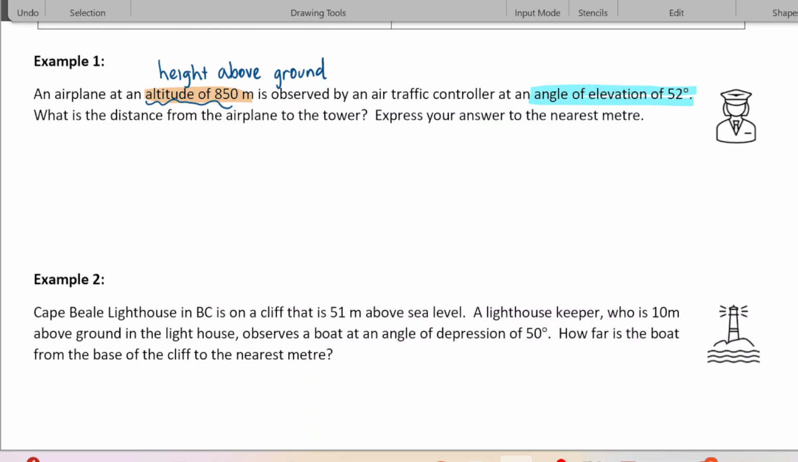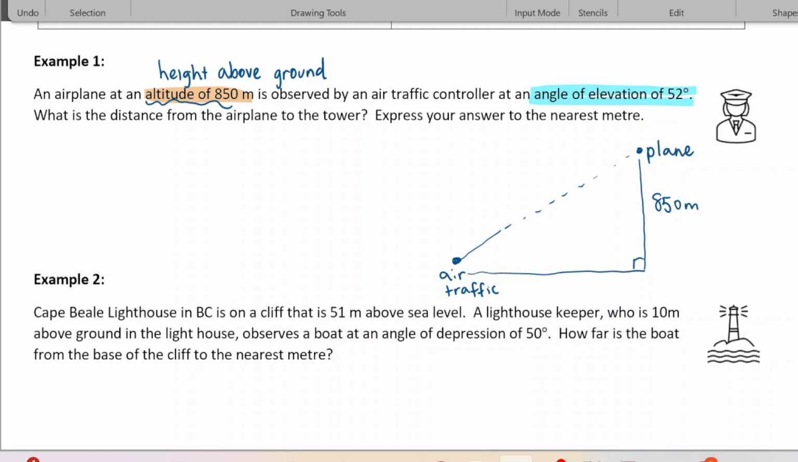Okay, so let's draw this. So we have a control tower, maybe here, and we're looking upwards at a plane. I'm not a very good drawer, so I'm just going to write the word plane. I'm going to write here air traffic tower. Okay, so we're looking upwards at a plane, and the plane is 850 meters above the ground.